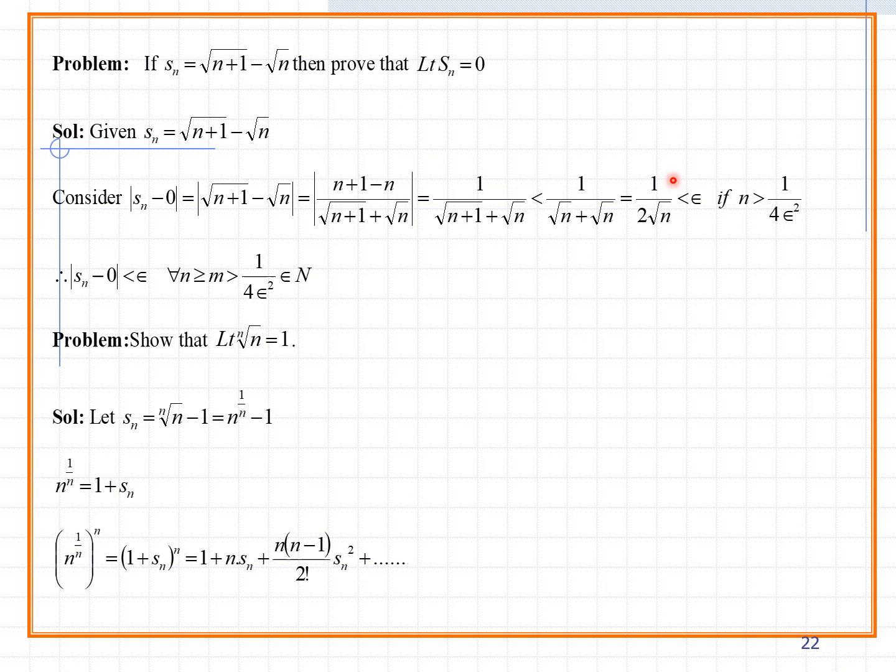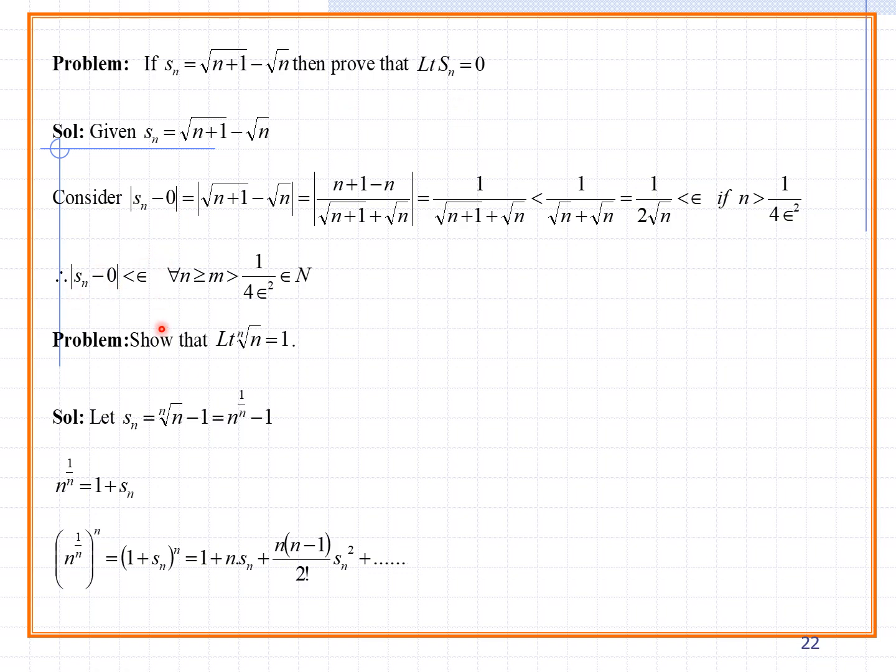So here the value you got is less than epsilon. Once it is less than epsilon, the condition is true, so the limit exists. The limit of Sn equals 0, and 0 is also a finite value. So it is convergent, but the sequence is called a null sequence. Remember that modulus Sn minus L is less than epsilon. Epsilon is not 0, but it is near to 0, some particular small value.